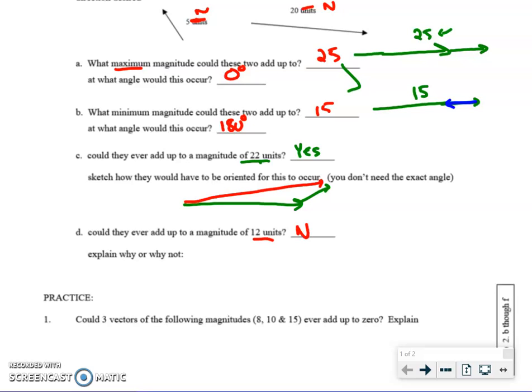The answer is no. Okay, and so you can explain why that, right? 12 does not fall between the two. I'll let you write that out.